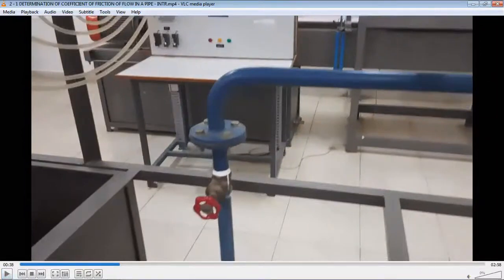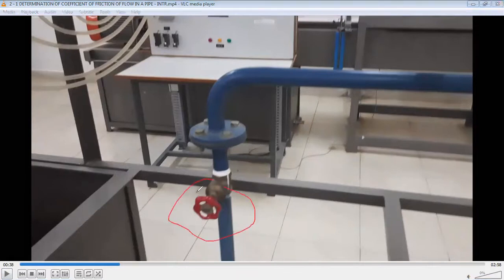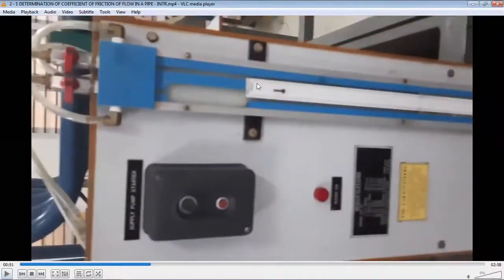This is the main valve from the sump. This one is the sump. This is the main valve circulated to each pipe, and this is the sump. This one is the sump, storage tank. Sorry, sump. Here, this one is the U-tube manometer, same as in the last experiment.